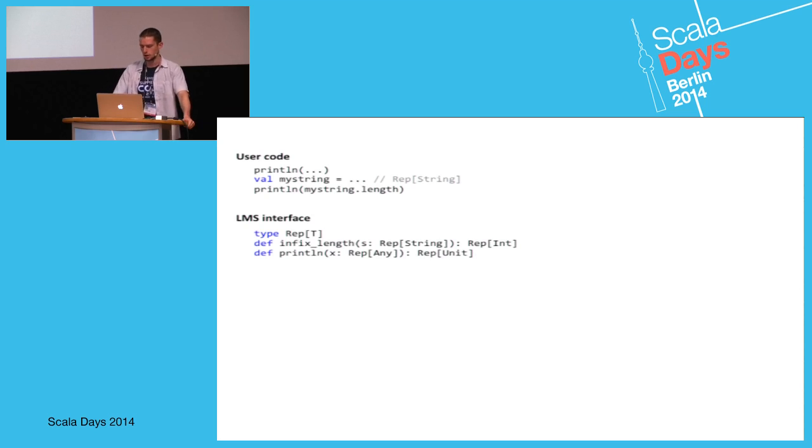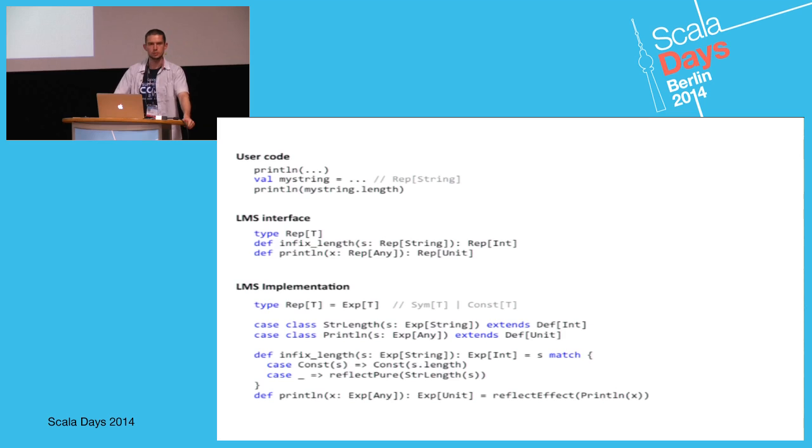So this is the interface, and for this interface there needs to be a suitable implementation, right? In the implementation we actually have a hierarchy of IR node types. We define Rep[T] inside this piece, so it's all like the cake pattern. In this piece of the cake we define that Rep[T] equals Exp[T]. An Exp[T] is either a constant or a symbol that can refer to other IR nodes. And then we have case class definitions for individual IR nodes. So we have string length and println. And then we define these methods from the interface, like infix length and println, to create IR nodes that represent these expressions.